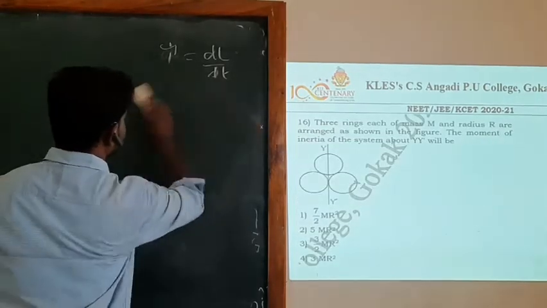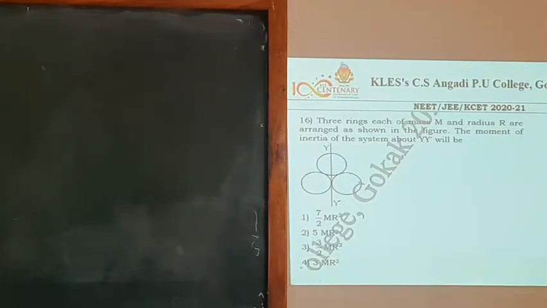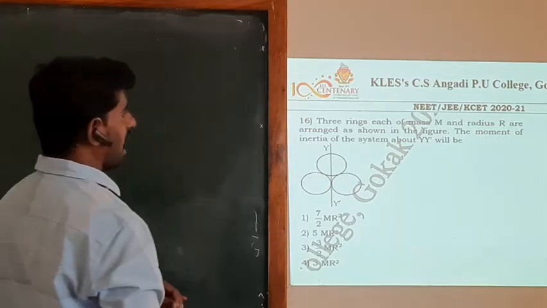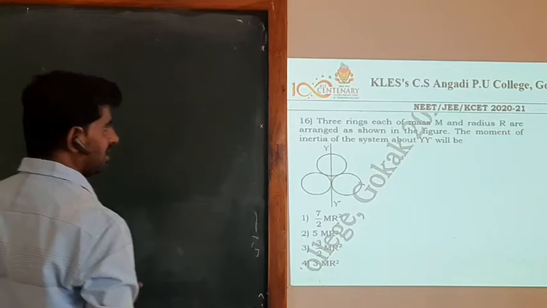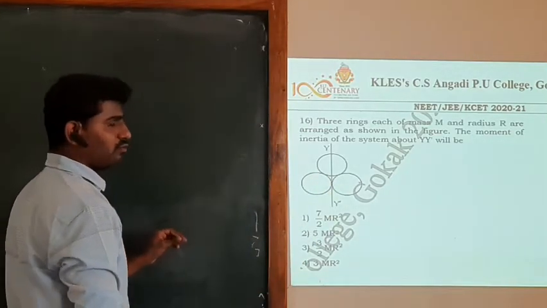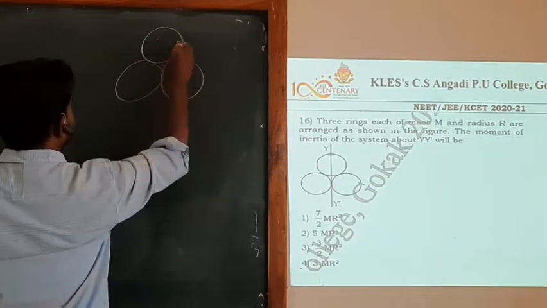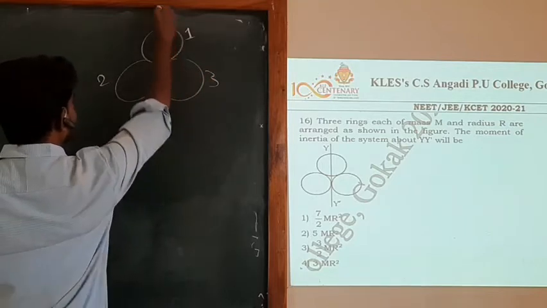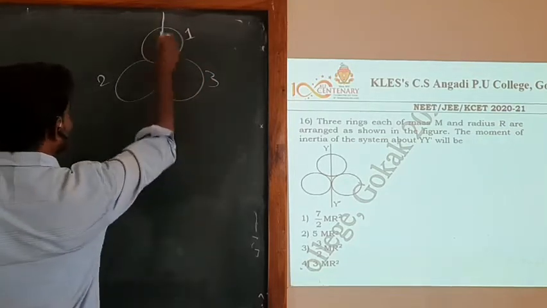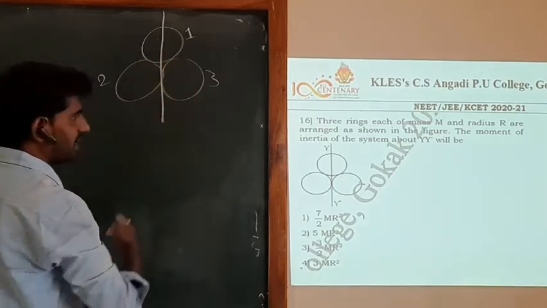Next question. Three rings have the mass m and radius r, arranged as shown in the figure. The moment of inertia of the system about y dash. See here, this is the first ring, the second ring and the third ring. This is the y and y dash axis. The entire system is rotating about this axis.